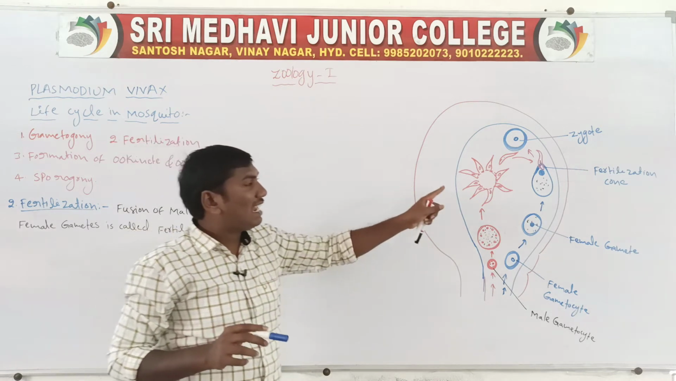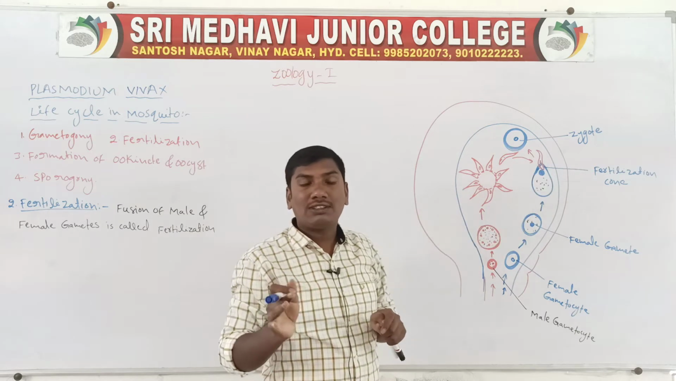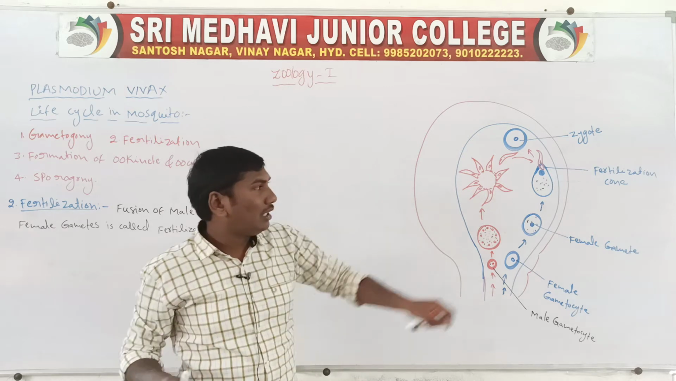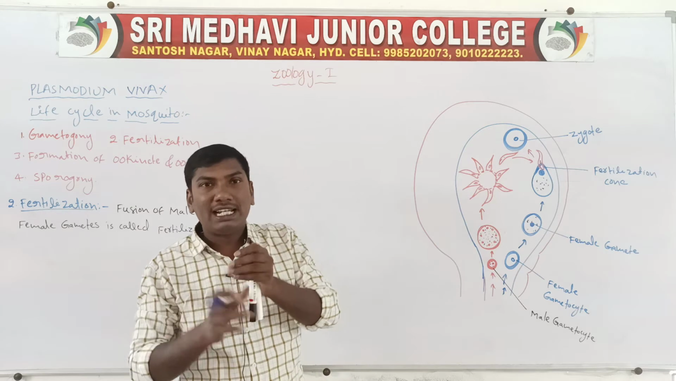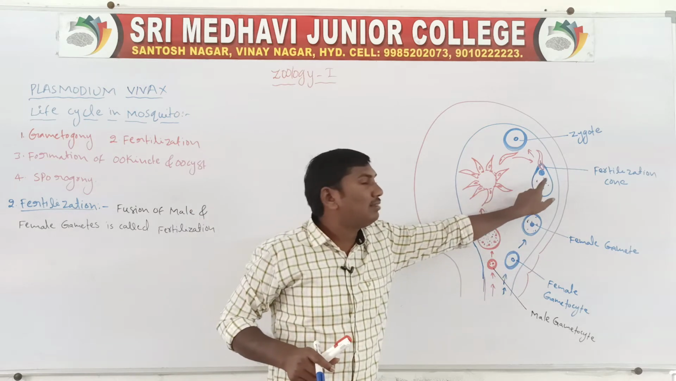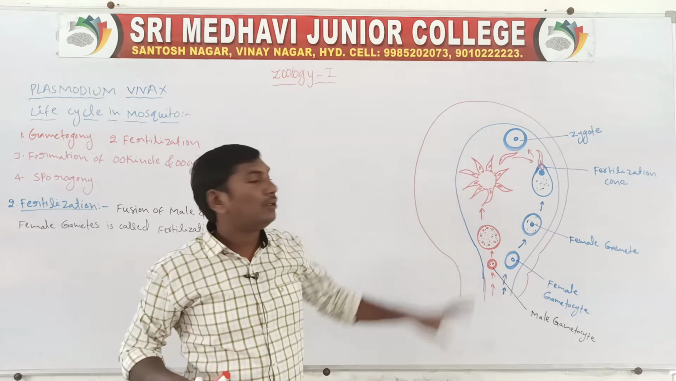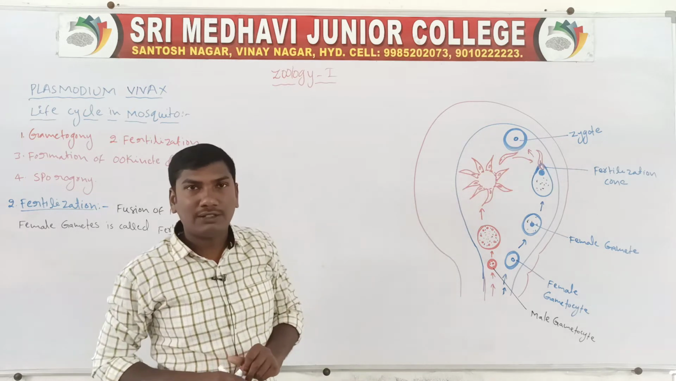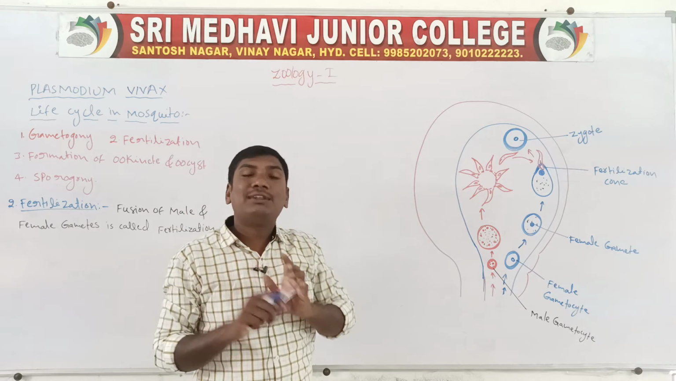The male gamete enters the fertilization cone. The male gamete shows locomotion. The actively moving male gamete reaches the female gamete site, reaching the fertilization cone of the female gamete, and enters into the female gamete. This is called formation of zygote.